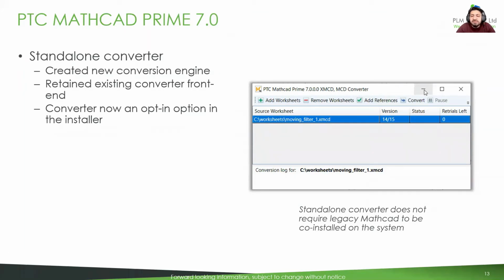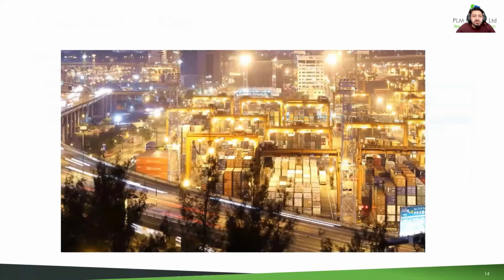What they've introduced is a standalone converter that is integrated in Prime 7 itself, which means once you have Prime 7, you can bring in your worksheets from Mathcad 15 or any older ones and convert them to the Prime versions. And the converter is more accurate now, keeps your work as you expect it to be. So let us go into the video we have for you, which will show you the new functionalities in Prime 7. I hope you guys enjoy it.